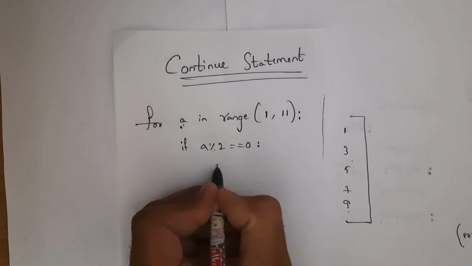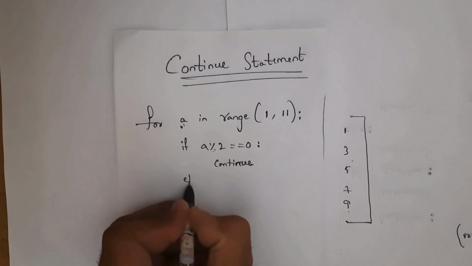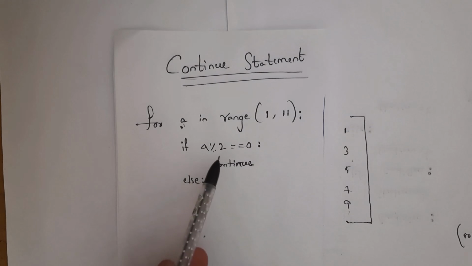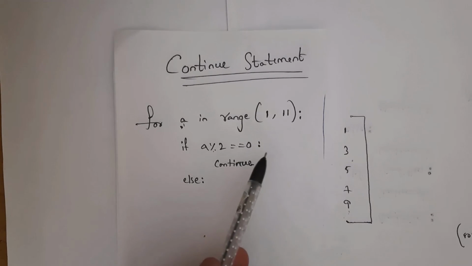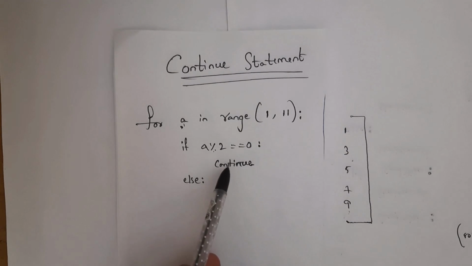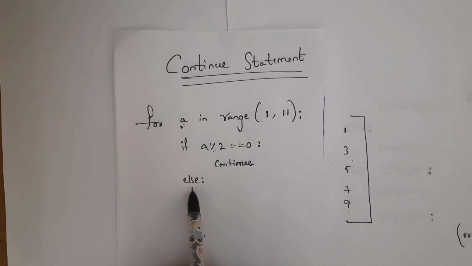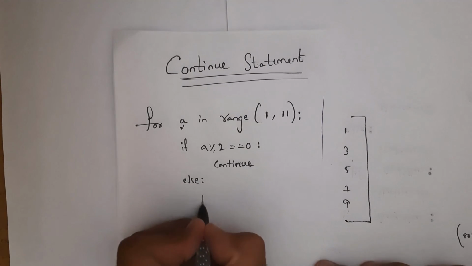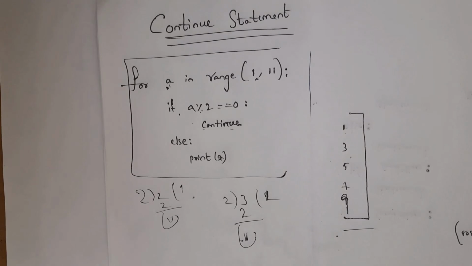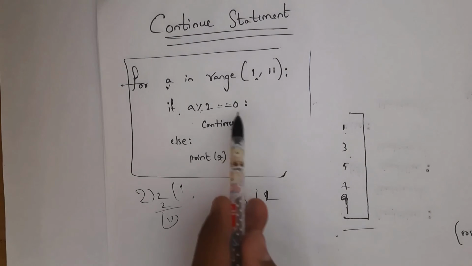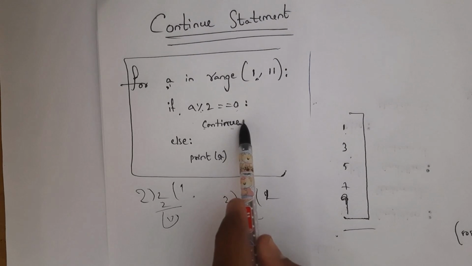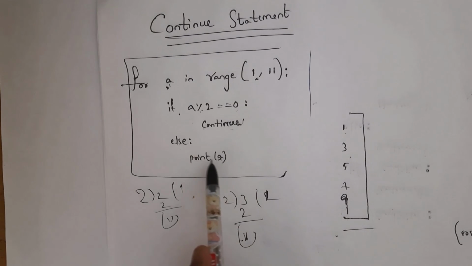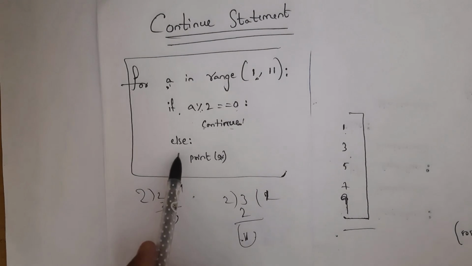So inside if write continue and next write else. If we divide any number by 2 and we get remainder 0, I don't want to print the number. I just want to continue. Else, meaning if I don't get remainder 0, I want to print that value. So write here print a. This is the program for the continue statement. If the number is even, just continue. Else if the number is odd, then we should print that number. So inside else I wrote print a.